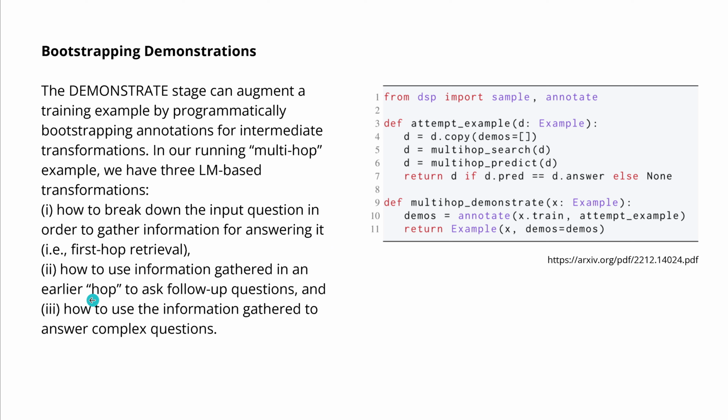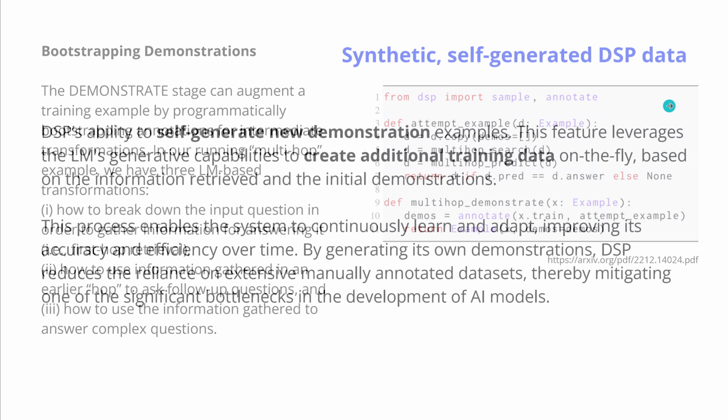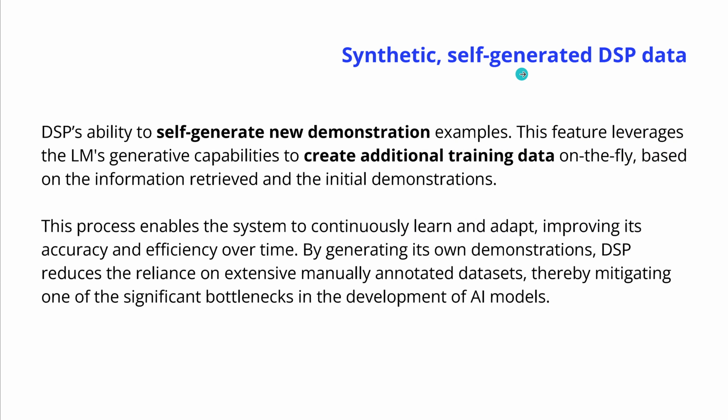How to use information gathered in an earlier hop to ask a follow-up question, and how to use this gathered information to answer the primary complex question. Easy, I know. But this synthetic self-generated DSP data are now the nucleus of this powerful system. This DSP ability to self-generate new demonstration examples was at the time really something beautiful and we will build upon it.